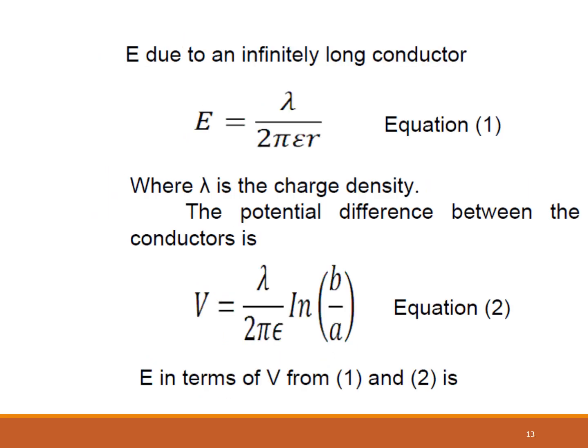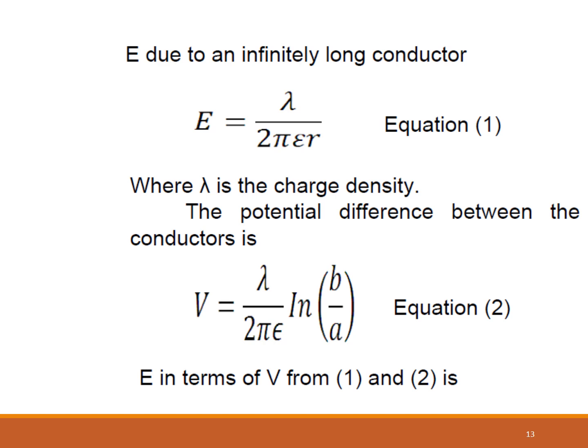Now to find the expression for E. This is an expression that we have already derived earlier in module 2. The E due to an infinitely long conductor is given by, in this case, lambda divided by 2 pi epsilon r. The r is the distance from the conductor to the point of interest, if you remember, and lambda is your charge density.